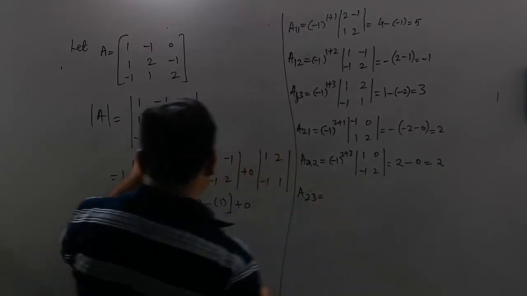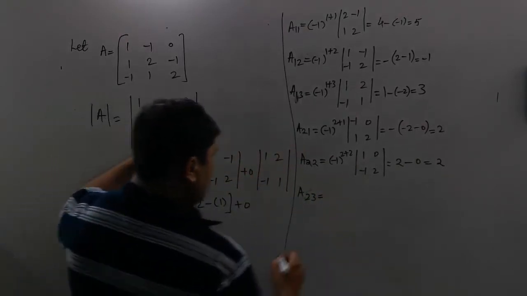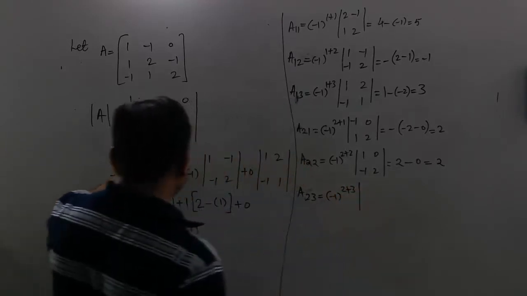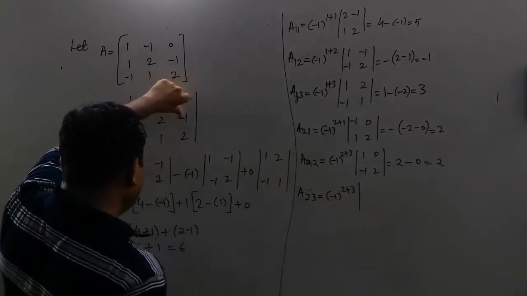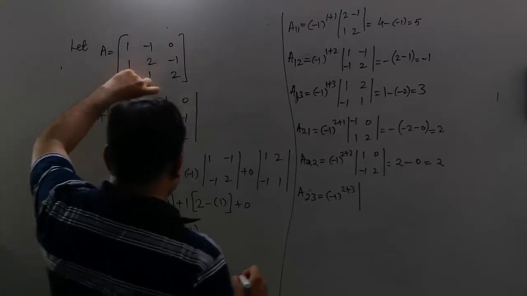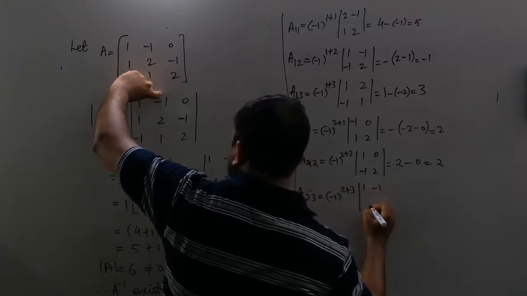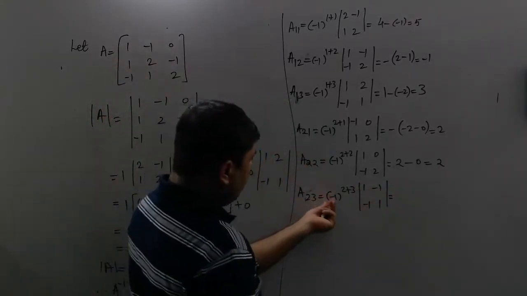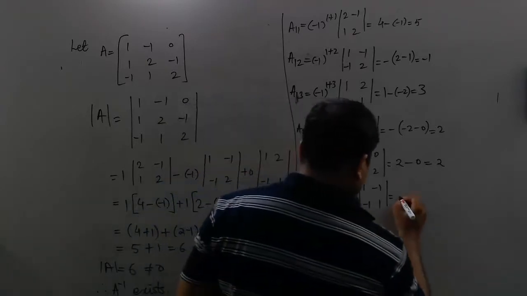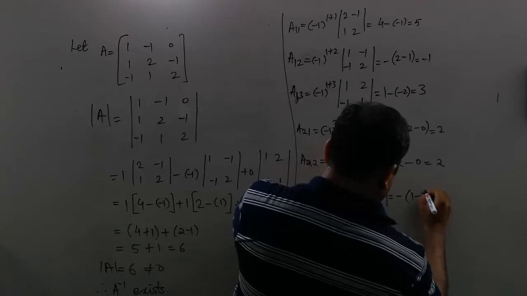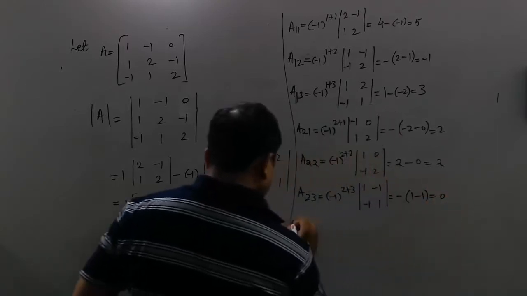So second row and the third element, this element, so we have to consider (-1)^(2+3) and the determinant. For this element we have to omit the second row and third column. So we will be having 1, -1 and -1, 1. So here (-1)^5 is going to be minus and this element is going to be 1. This is going to be -1, so it is going to be 0.